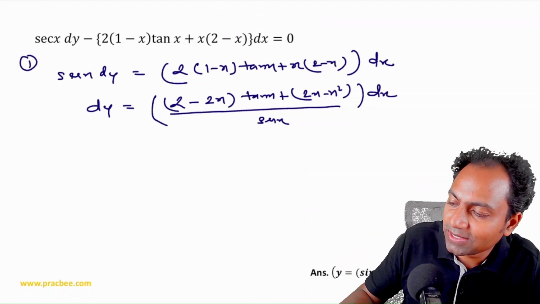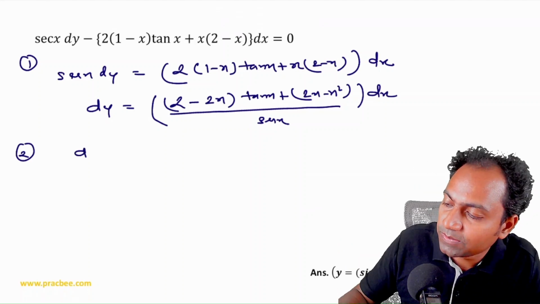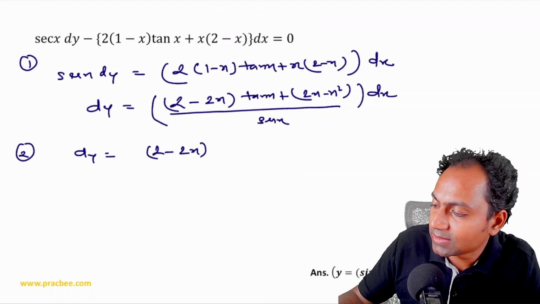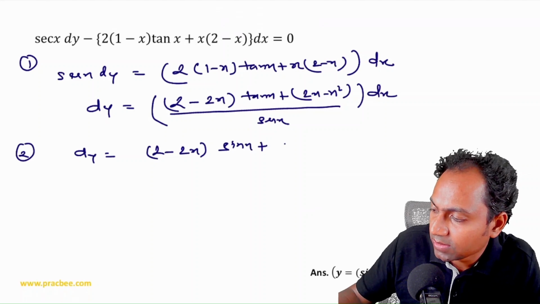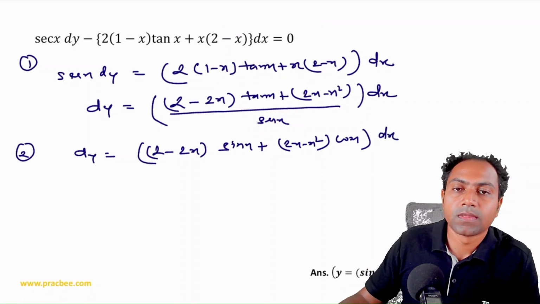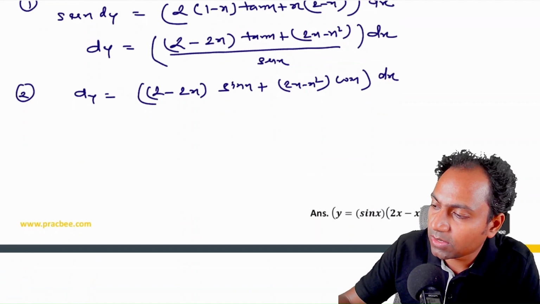So the first part is observing what kind of differential equation we are trying to solve. So this becomes a dy is equal to 2 minus 2x. And you can write this as nothing but sin x by cos x. So this will, if you take LCM, this becomes sin x. This becomes 2x square into cos x. And then dx.